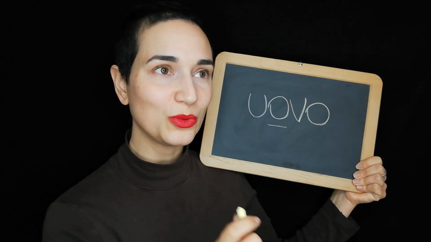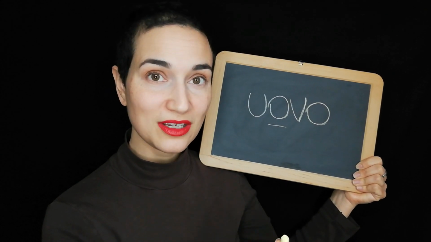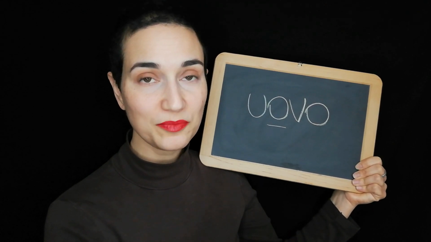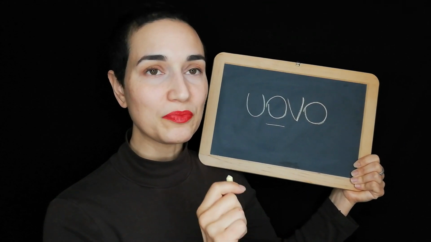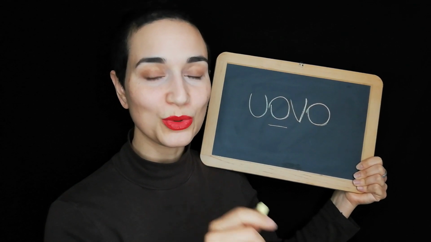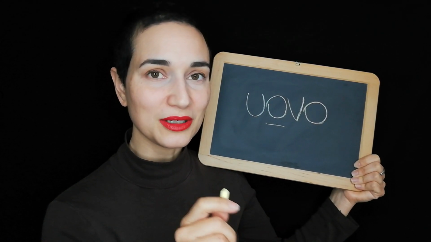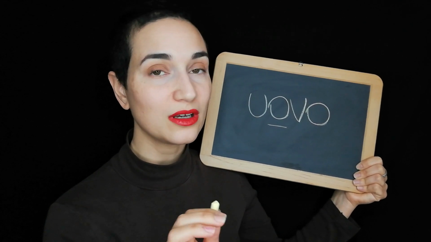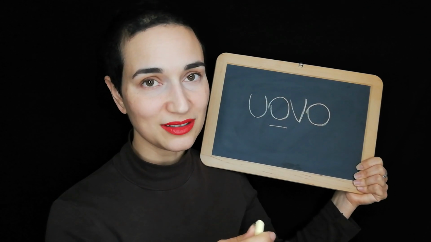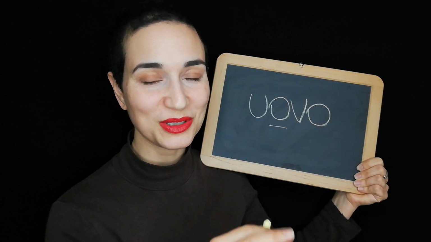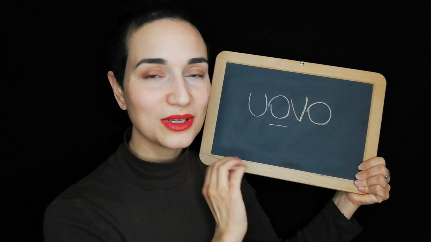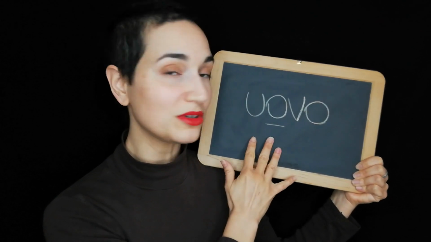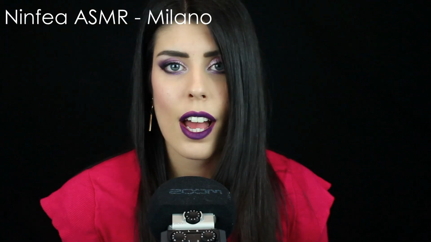And if you want to hear the dialect of Napoli, of Naples, I urge you to look at ASMR videos, because she has made some Napolitano accent videos. So here is how we pronounce it around Italy, the word uovo, egg.